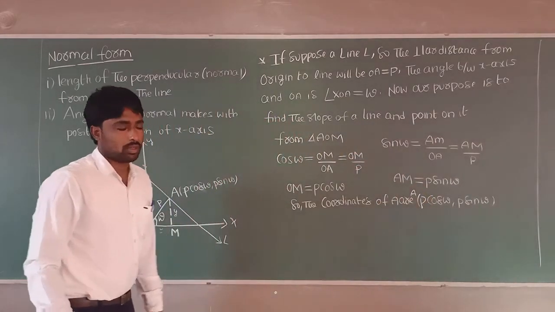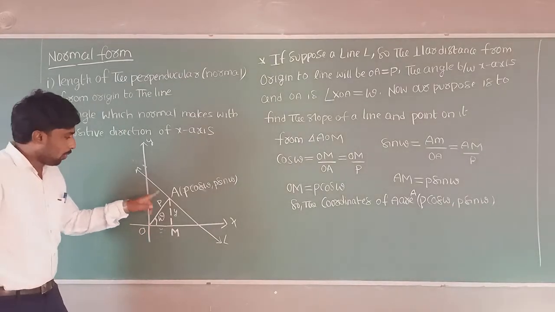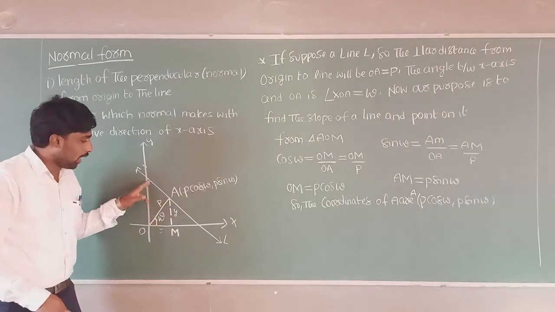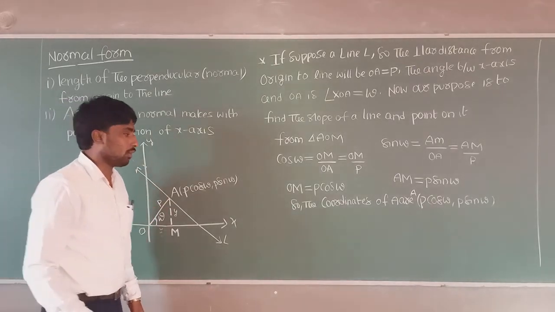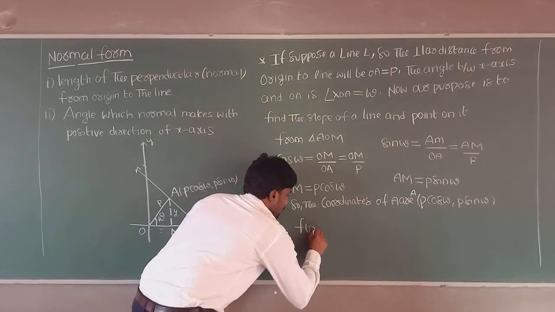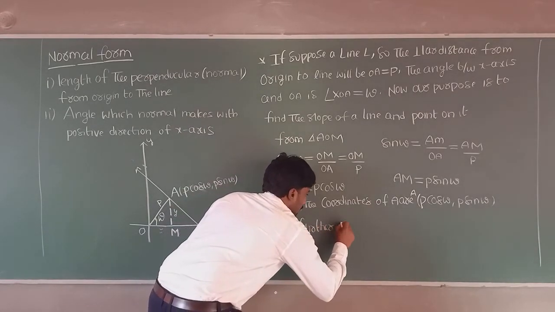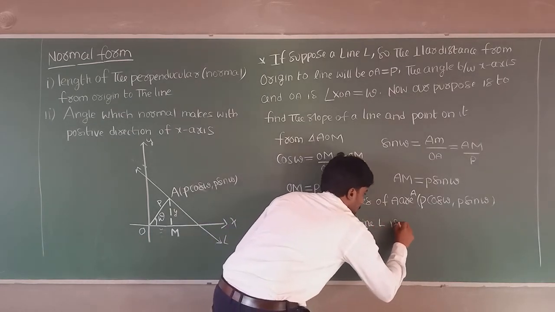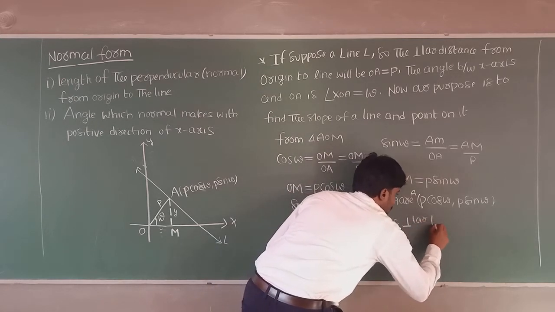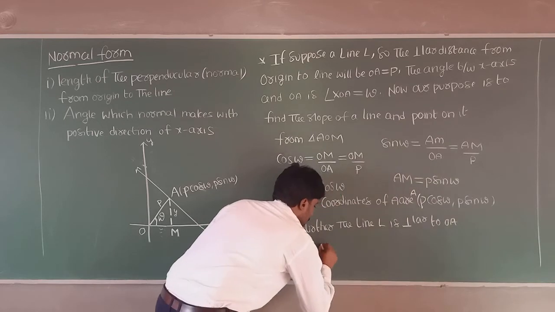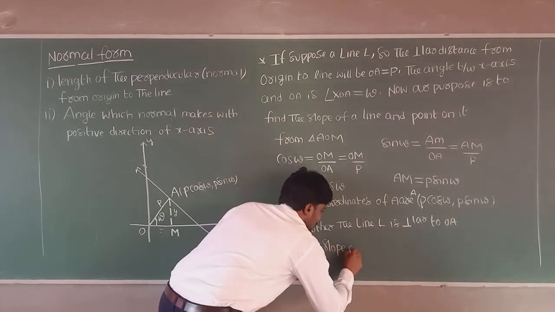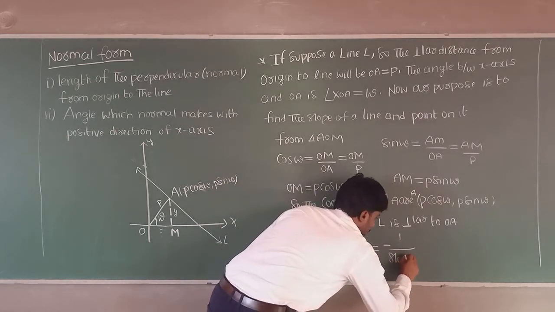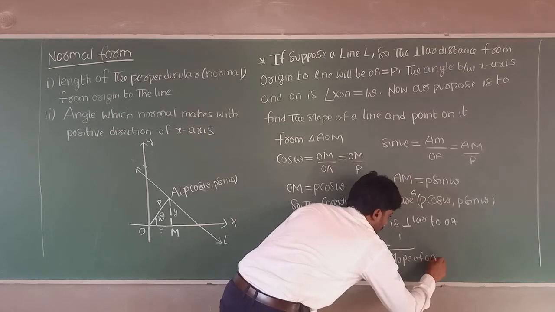Now all of you observe here. You see here this slope of the line equal to -1 by slope of OA. Why? Because this OA and the line are perpendicular to each other. Okay, you represent the statement. For that, the line L is perpendicular to OA. Okay. Now slope of L equal to -1 by slope of OA. Okay, -1 by slope of OA.